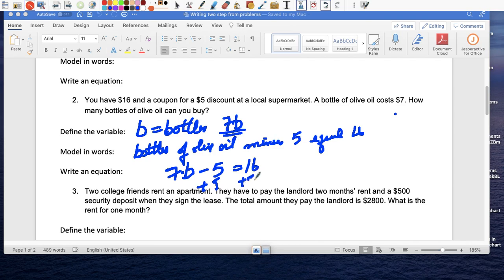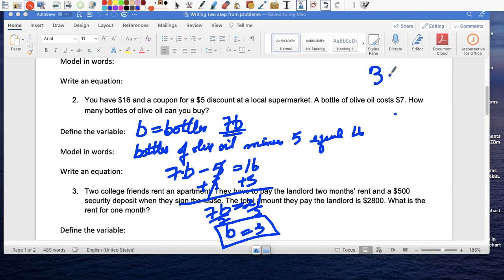Well, plus 5, that goes away. We get 21 over here, 7b, and divide both sides by 7. I can buy 3 bottles. Think about it. Each bottle is $7, right? So 3 times 7, 3 bottles, gets you 21. Well, you're going to say you only have $16. Yeah, that's true, but I had a $5 discount. So if I take the $5 discount, look at that, $16 is sufficient for you to buy 3 bottles.